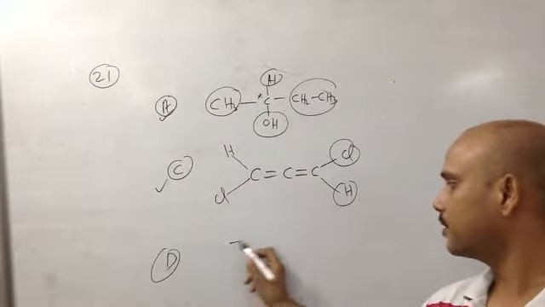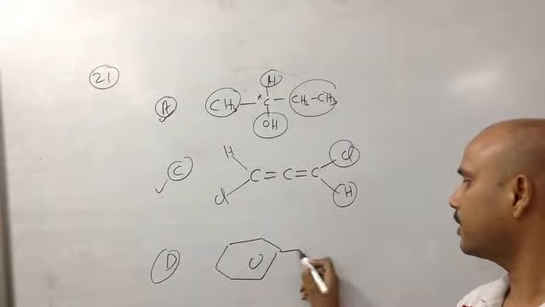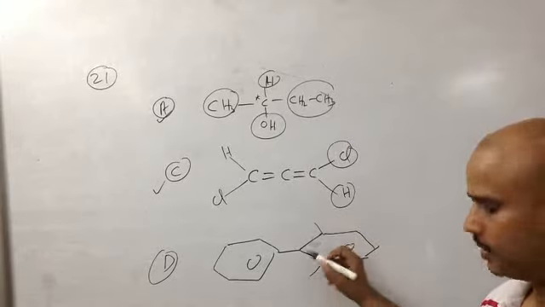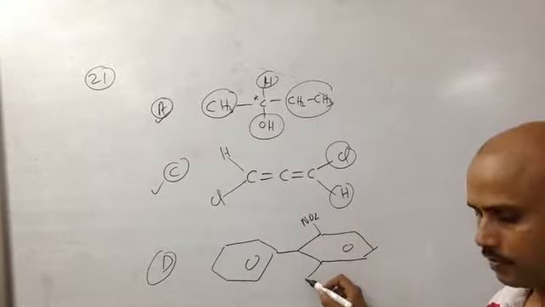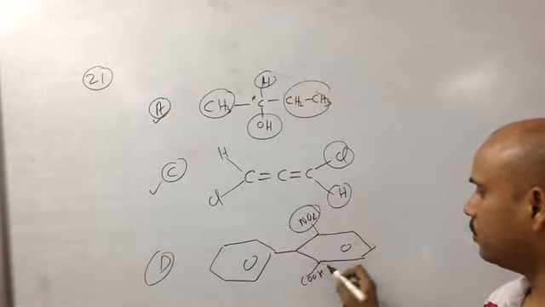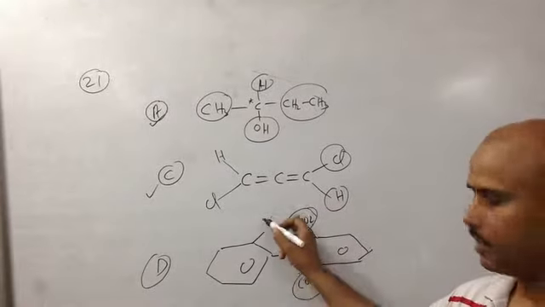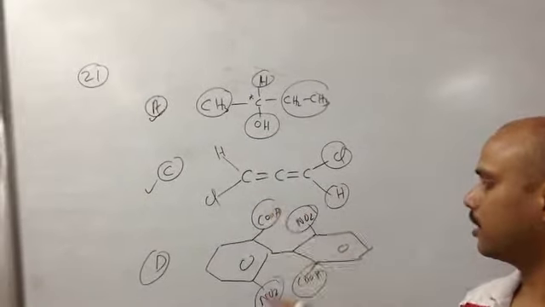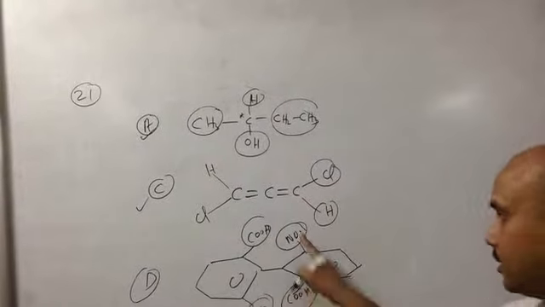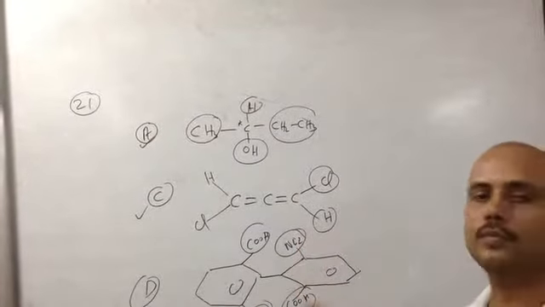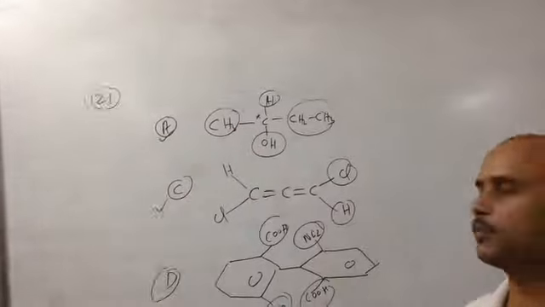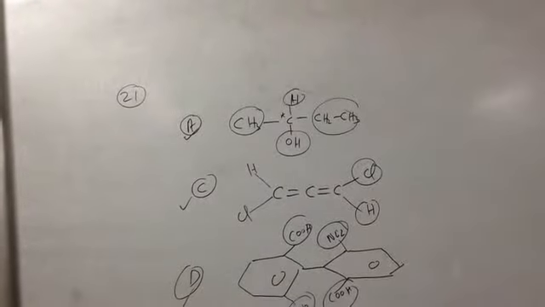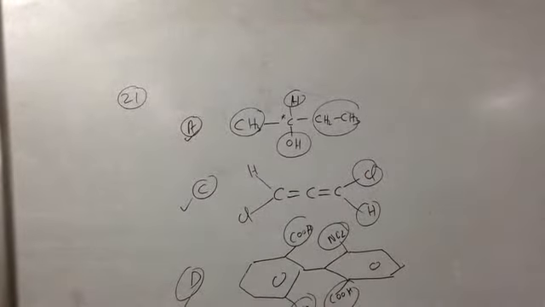Option number D. You know that in the case of a biphenyl system, if there are different groups attached, these two should not be the same. Similarly here, these two are not the same. The ortho position is occupied and the groups present at the ortho positions are not the same. That's why this compound is also optically active. Therefore, A, C and D are all examples of optically active compounds.